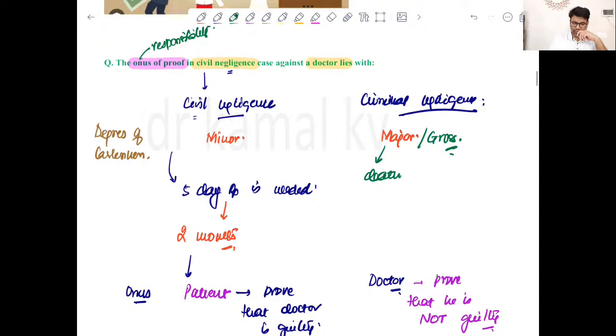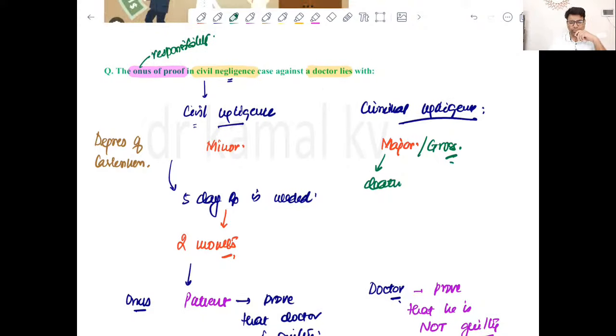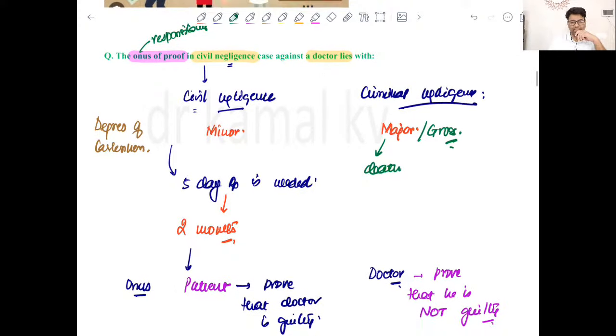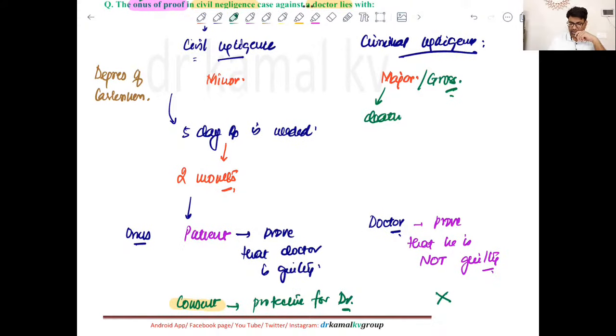Okay, so if there is any question about the onus of proof, then in civil negligence the answer has to be the patient, and if the question is about the onus of proof in a criminal case, then it is up to the doctor. Okay, so these are a few things which you should remember, and I think mostly the question is based on these facts only, right? So civil negligence and criminal negligence.